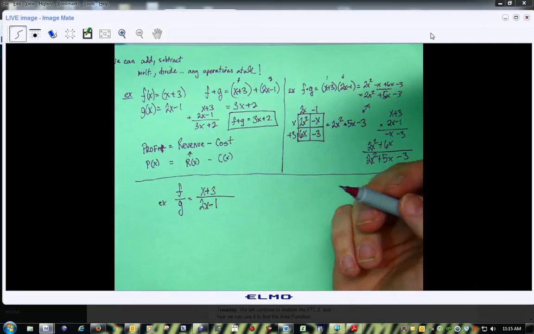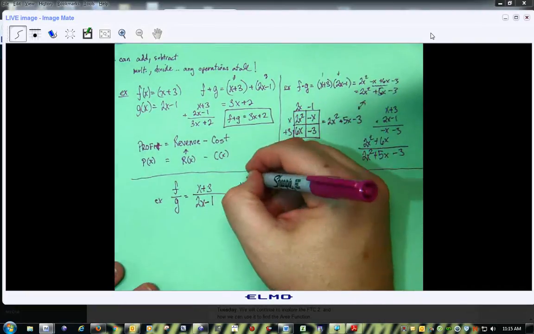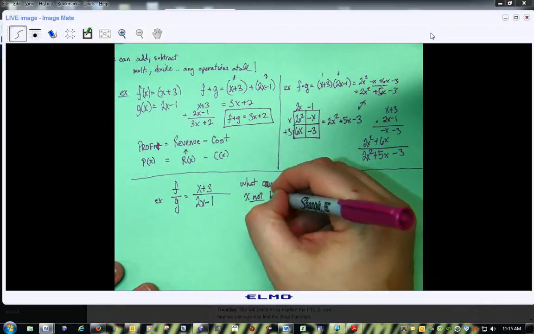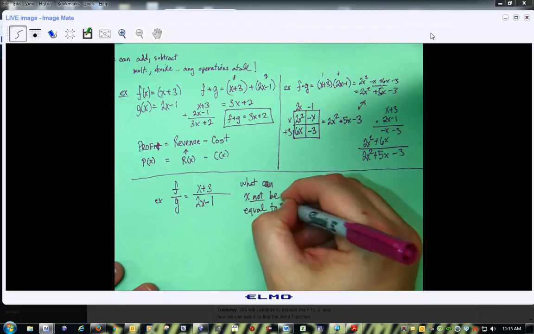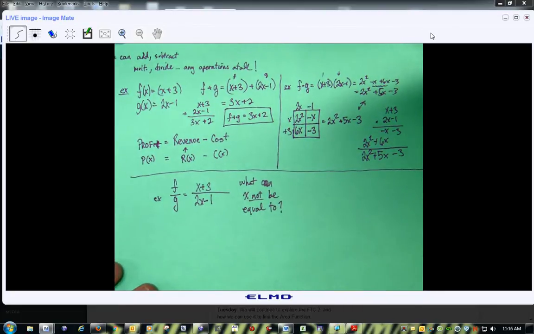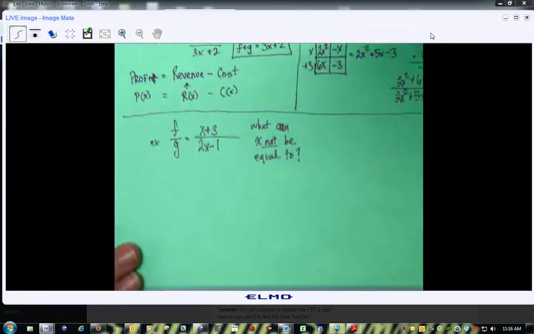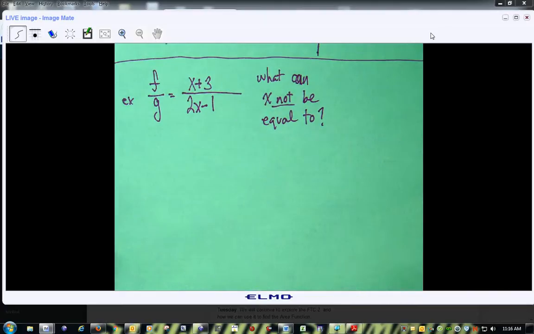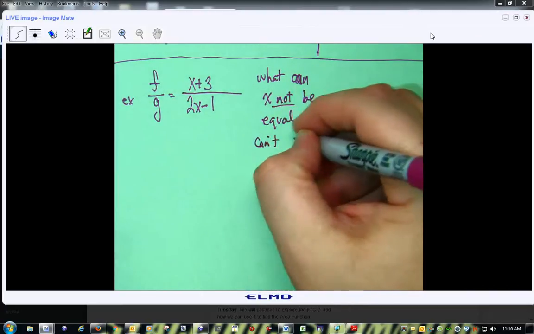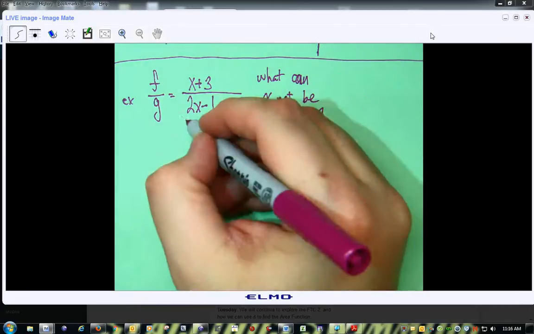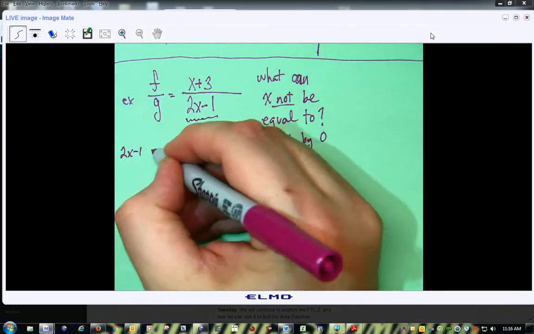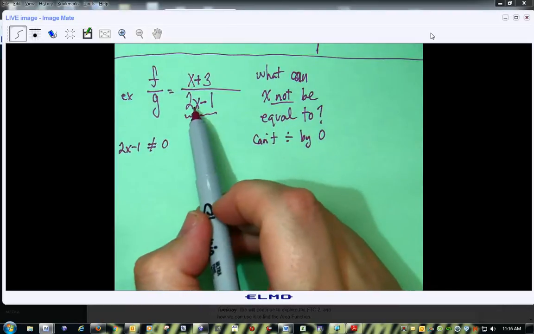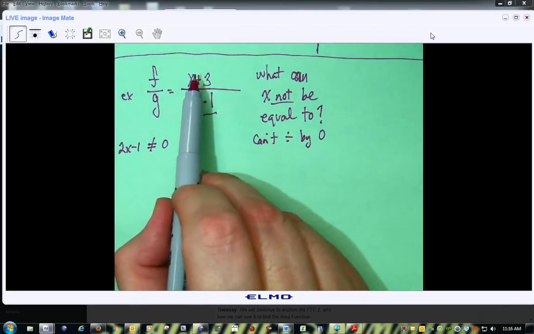Now, here's a question. What can x not be equal to? Let me make that a little bit bigger. What can't we divide by? Right. You can't divide by 0. So this whole thing here, 2x minus 1, cannot equal 0. If x was 0, you'd have a negative 1 down there and we'd still be in business because you're not dividing by 0. But add a 1 to both sides.